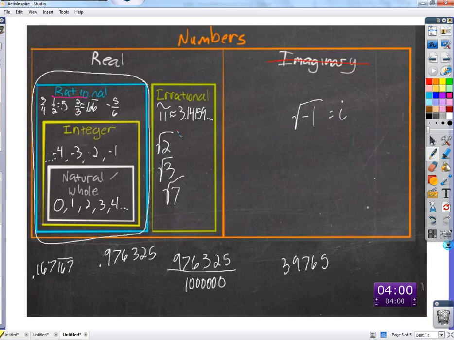But these guys here, square roots of non-perfect squares, are irrational. If you wrote them down in decimals, they would go on forever and ever and ever, and it wouldn't repeat.